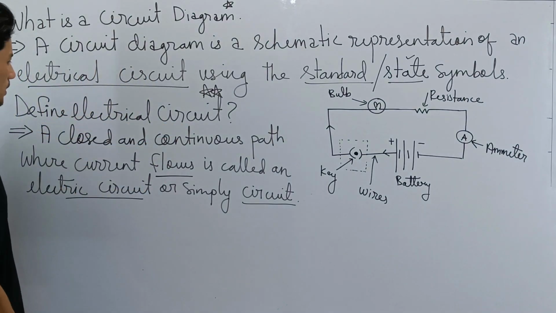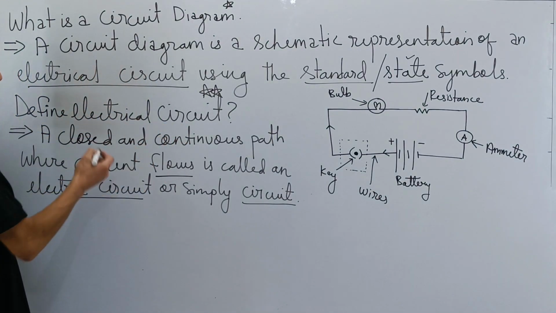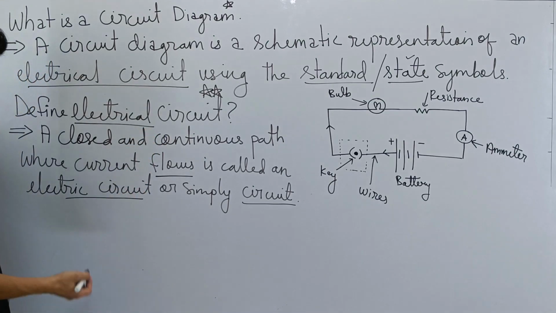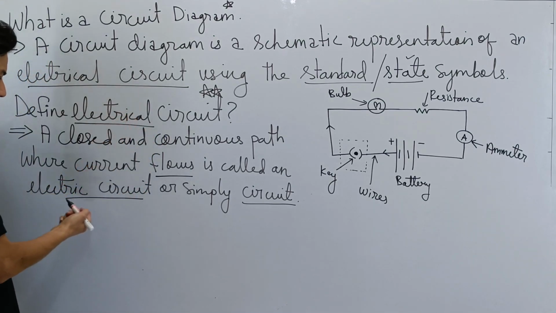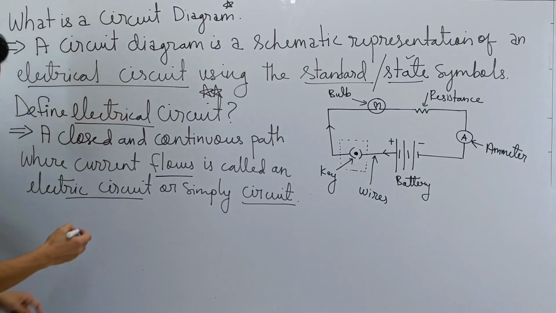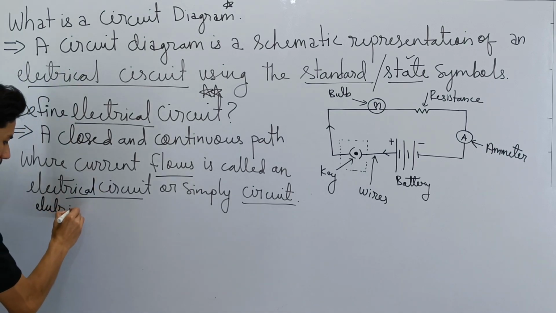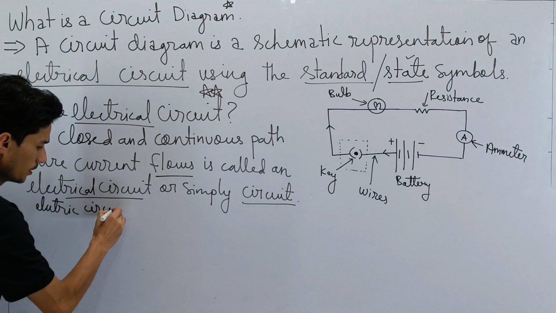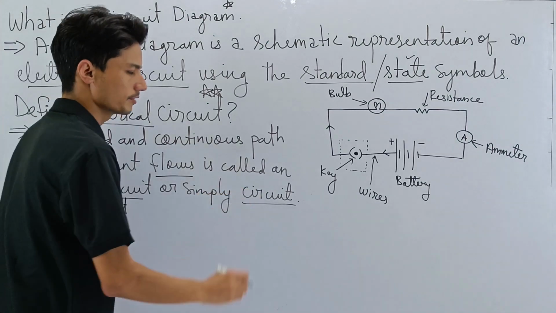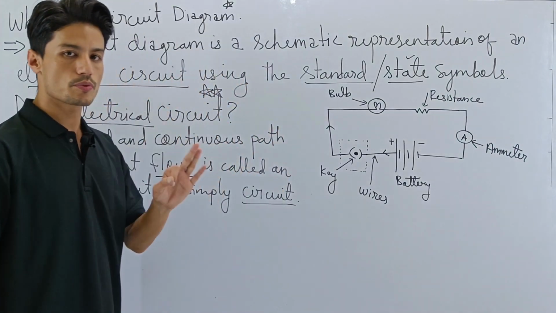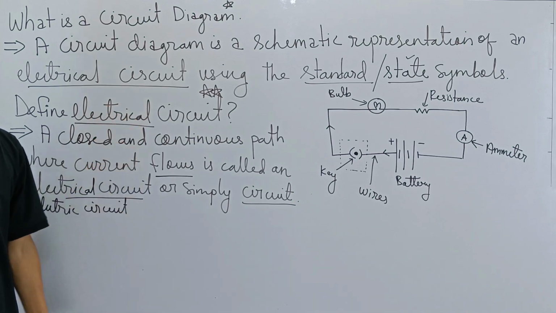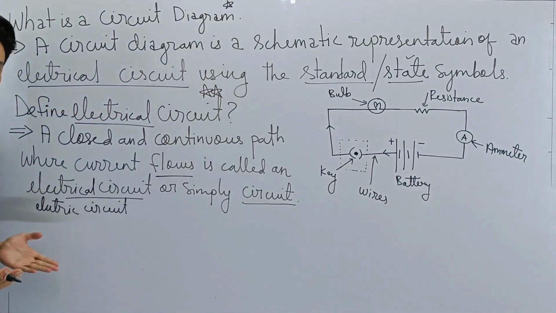Define electrical circuit. I wrote electric circuit and I'm writing here. This is electrical circuit. It can be electrical circuit, or electric circuit, or simply a circuit. So three ways they can ask you, but the answer is same. All right, I hope you understood.